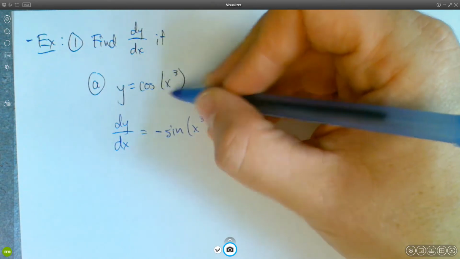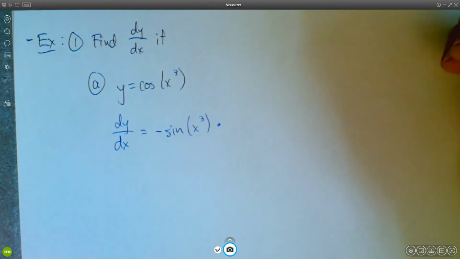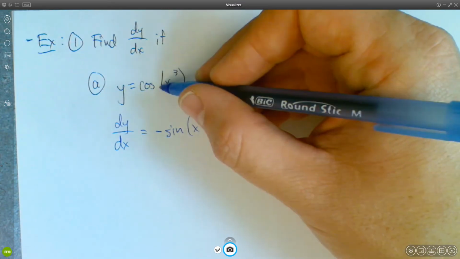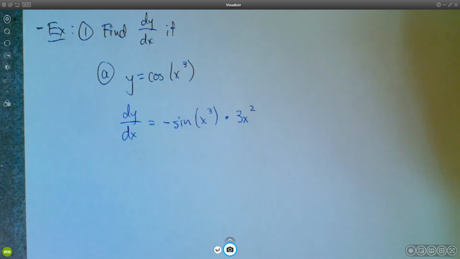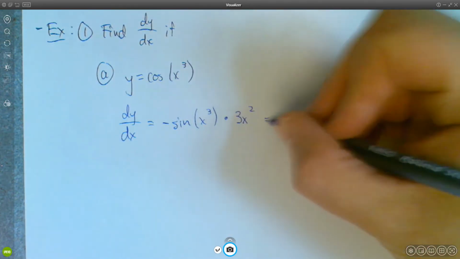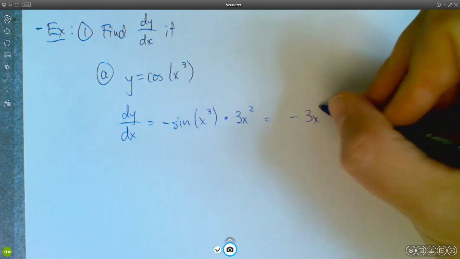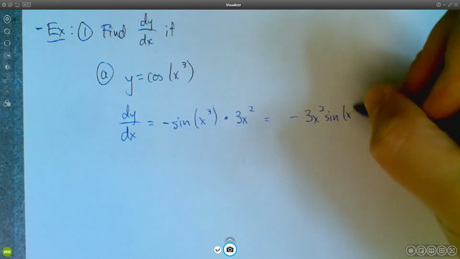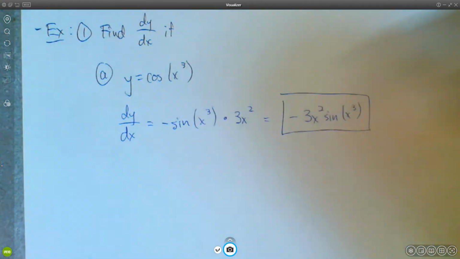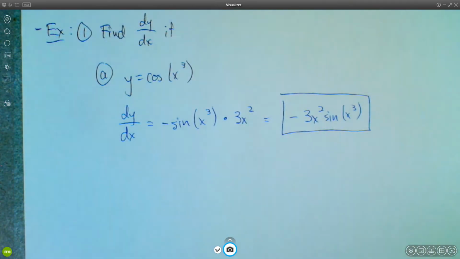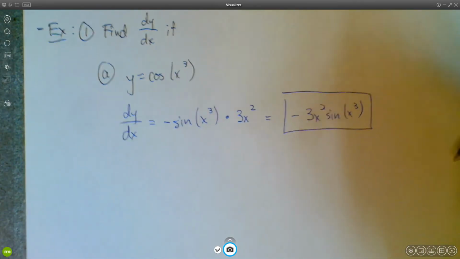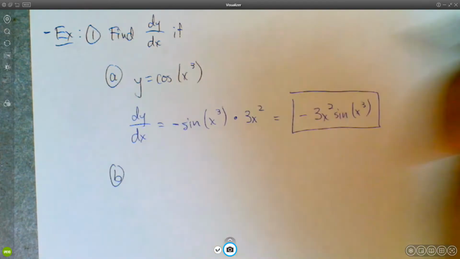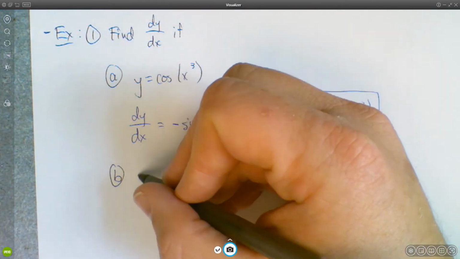times the derivative of the inner function. So what's the derivative of x cubed? Well, that would be 3x squared. That's that derivative. So there you go. We can clean that up and call it negative 3x squared sine x cubed. But there's the derivative of cosine x cubed. Could you imagine doing this using the limit definition of derivatives? Man, that would be quite a task. Anyway, let's look at another one.